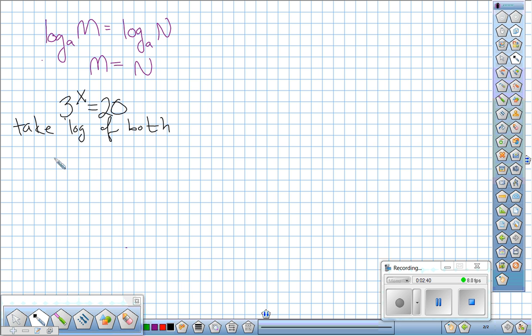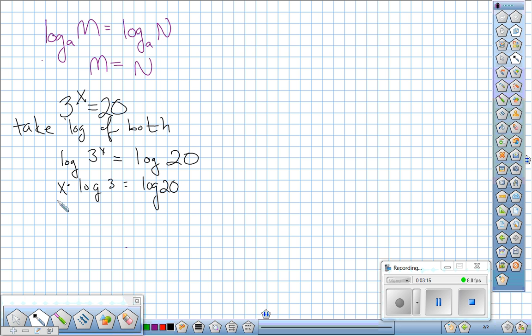So what we're going to do is take the log of 3^x. I'm not writing a base because I just assume it's 10 and I want it to be 10. And then I take the log of 20 on this side. All I've done is take the log of both sides. And then I use my logarithm rules and I can bring this exponent, which is my x, down in front of the log of 3. So I have x times the log of 3 equals the log of 20.